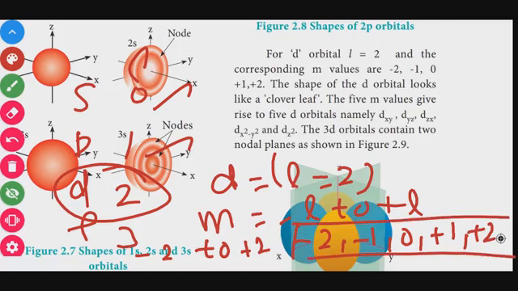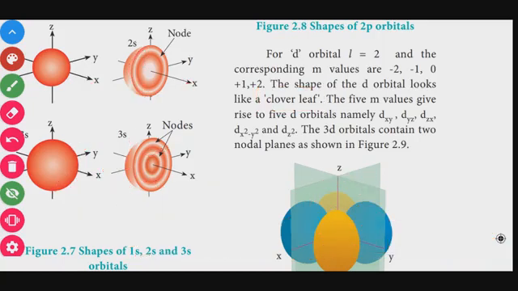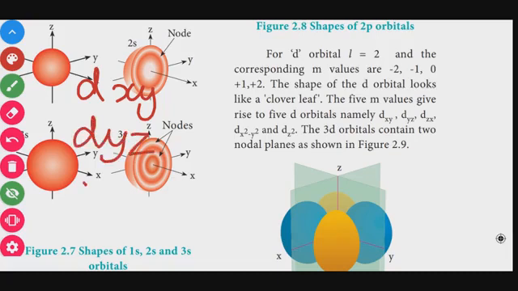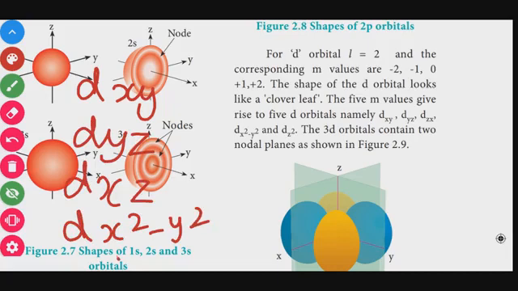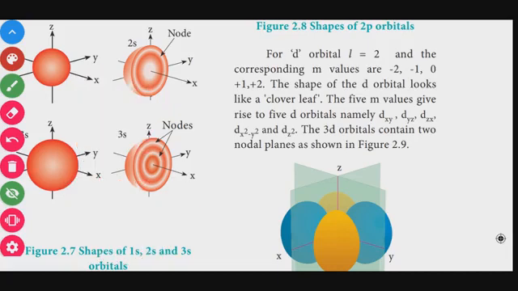The shape of the d orbital looks like a clover leaf. Clover leaf, it will be looking like the leaf of a clover, like you see on cards. Okay, see how many values we have: 1, 2, 3, 4, 5, a total of 5 designations are possible. So there are 5 orientations of the d orbital: dxy, dyz, dxz, dx square minus y square and dz square. Okay, this is the 5 designation.